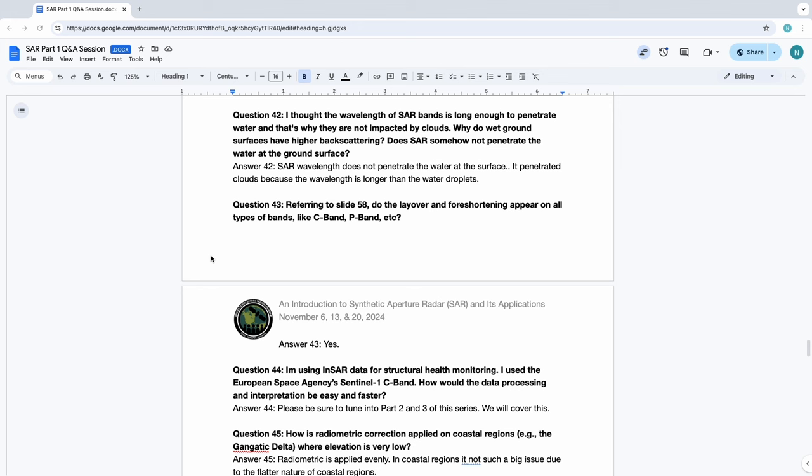The reason that a soil that has a large amount of moisture in it has a higher backscatter is because there's more reflectivity. Think of it as a signal comes in, and there's a large level of moisture, so it's just going to reflect back rather than penetrate. And so that's why that backscatter is higher. Does SAR somehow not penetrate the water at the ground surface? No, it does not.